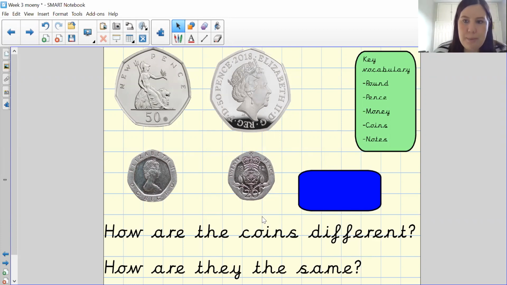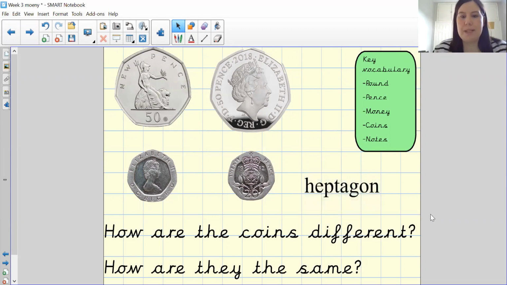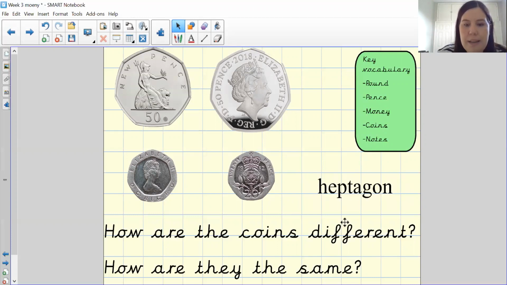So I'm going to go through some of the answers for you now. So what is the same? They are both silver. They both have 7 sides. So the shape is a heptagon. And that's maybe a new term for some of you today. So make sure you are learning that word. It is a 7-sided shape.